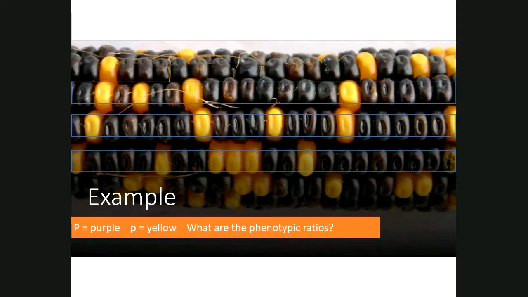Okay, so here we have an example of that corn kernel, just like the one in the book. And again, capital P stands for purple, right? All these little corn kernels that are purple either have the dominant homozygous condition or the heterozygous condition. And these little p ones, the yellow ones, are all going to be recessive. So they have 2 copies of the little p.